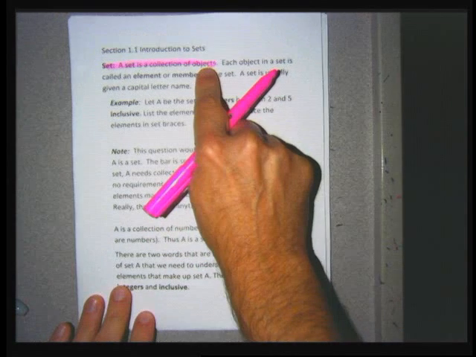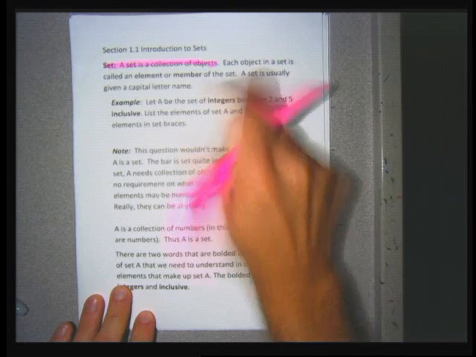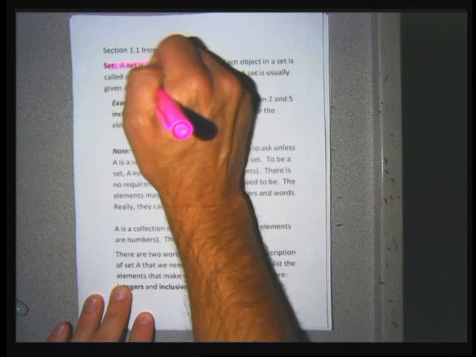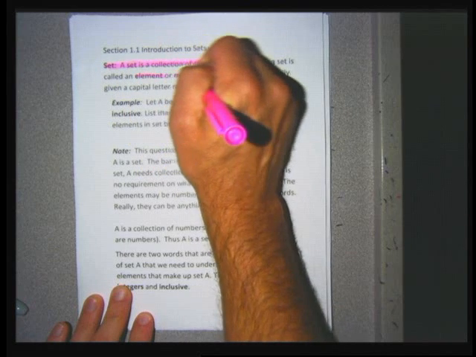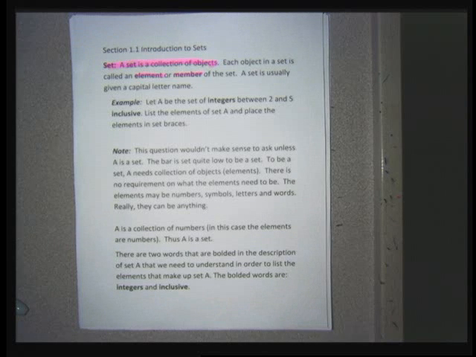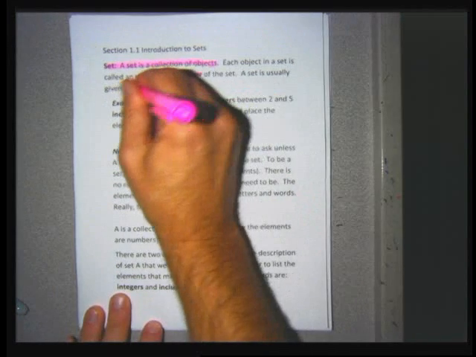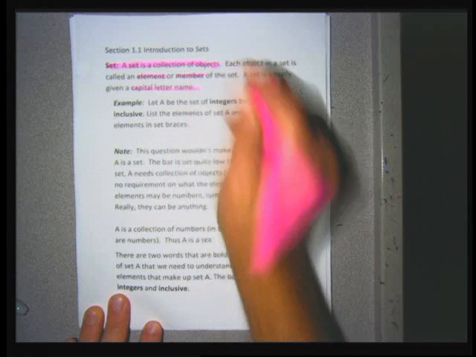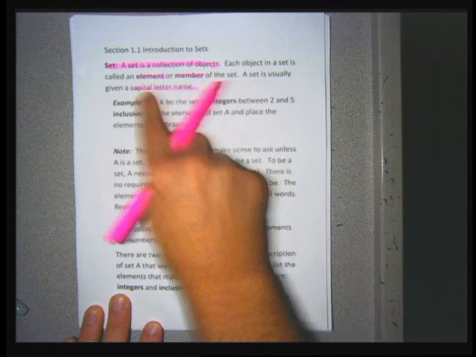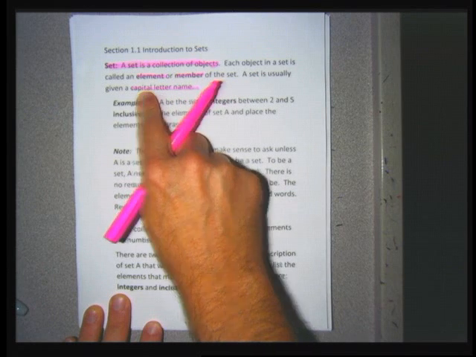So a set is a collection of objects. Each object in a set we can call an element or a member. And I'll use the words element and member kind of interchangeably. An element is just something that's an object inside of a set, an object that's contained in a set. And when we name sets, we usually name them with capital letter names. So sets, collection of objects. The objects inside the sets are called elements or members, and we usually give names to sets with capital letters.